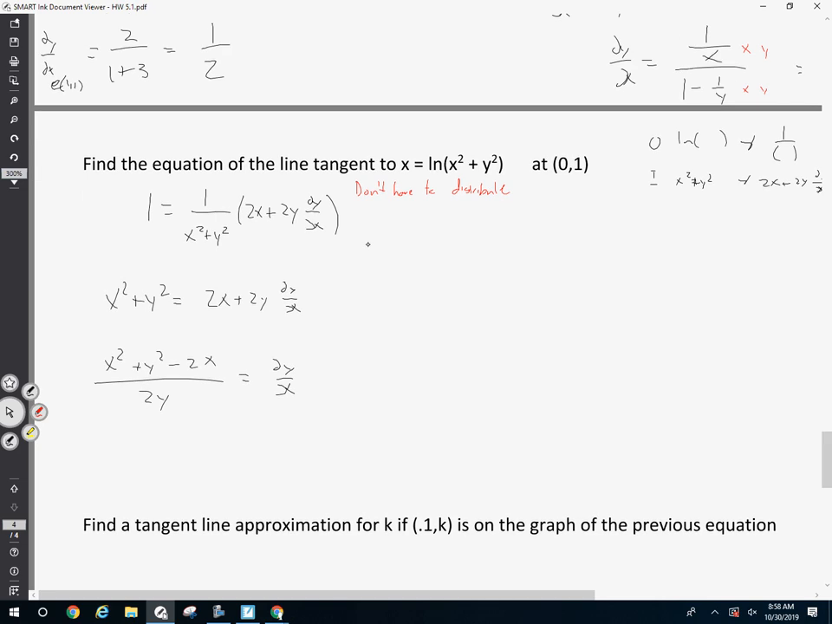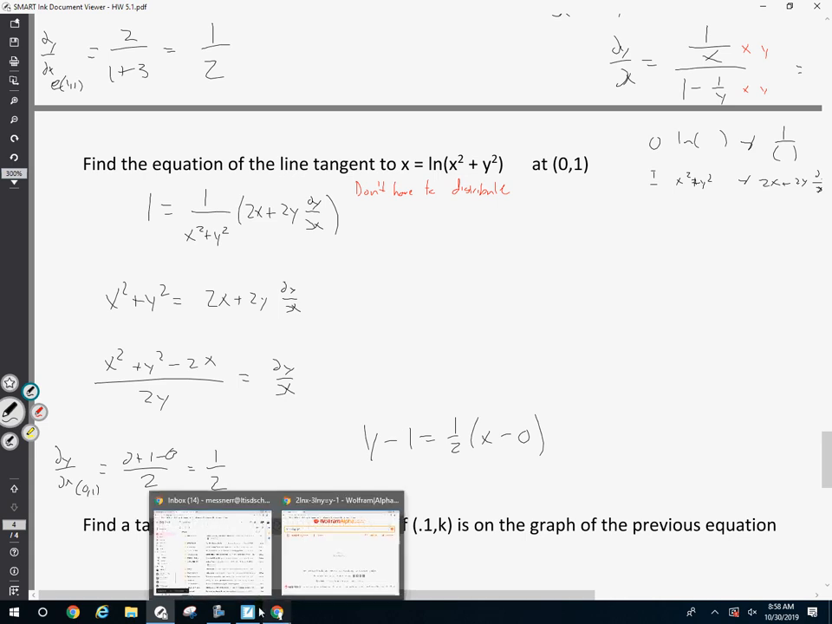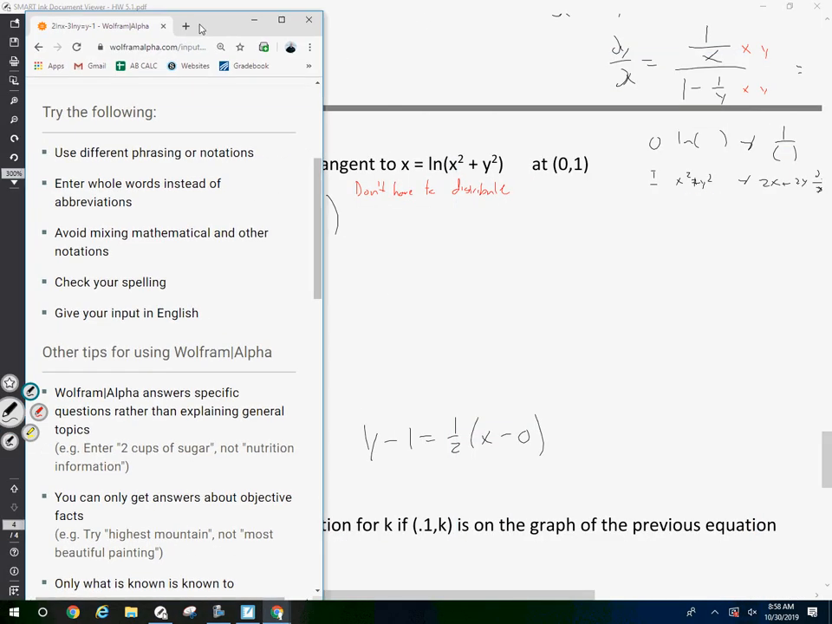At 0, 1, 0 plus 1 minus 0 over 2. It's just a coincidence that all these slopes have been 1s and 1/2, so it won't always be like that. Equation of tangent line, y minus 1 equals 1/2 x minus 0. So y equals 1/2 x plus 1. Why don't we see if we can see our handiwork here.